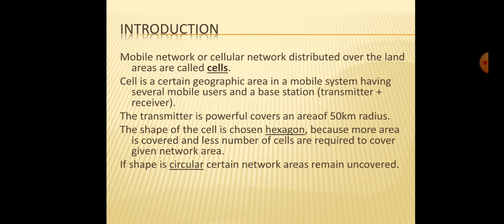The next, the cell is chosen as hexagon, meaning its shape is hexagonal, because more area is covered and a smaller number of cells are required to cover a given network area. If the cell was circular, then what would have happened? Certain network areas would not be covered. If you join circles, you can see there will be gaps in between. Okay, so like that it is.